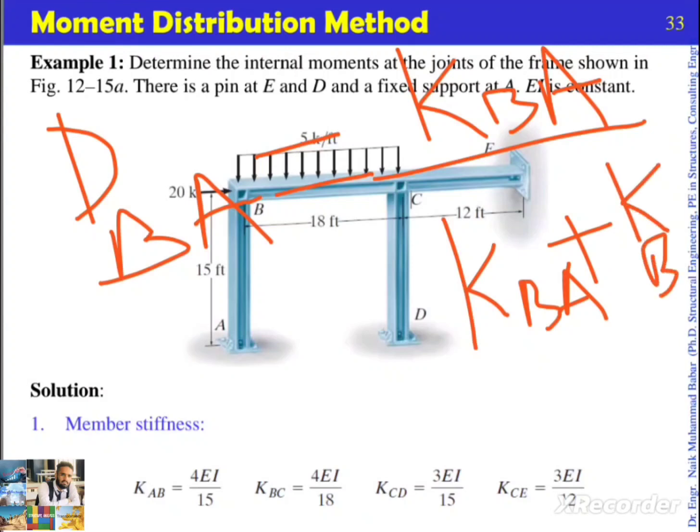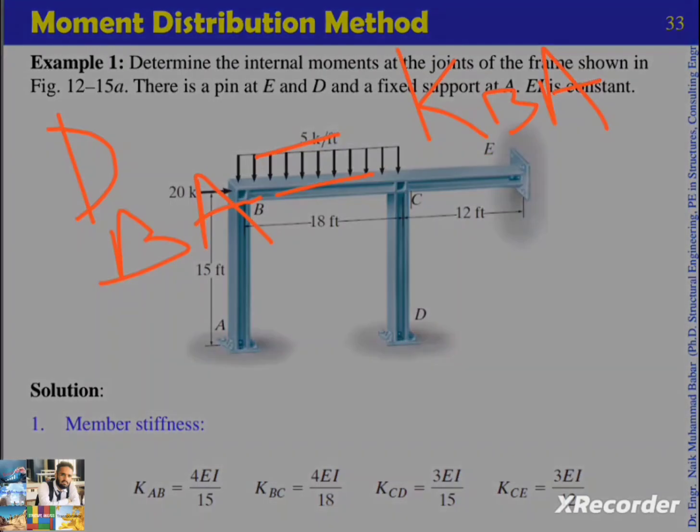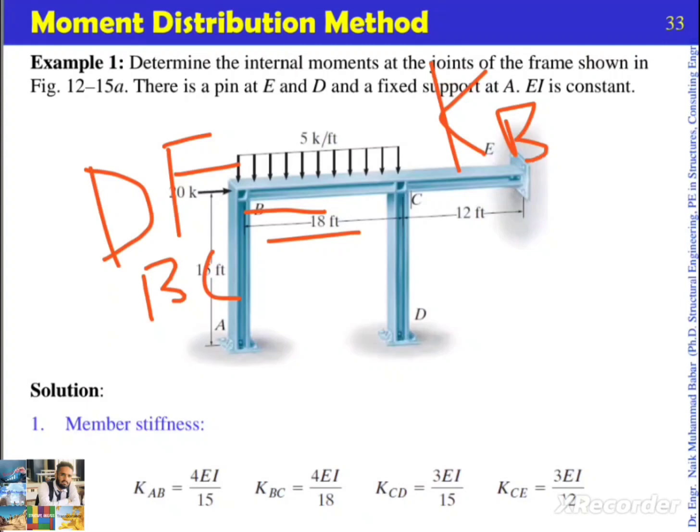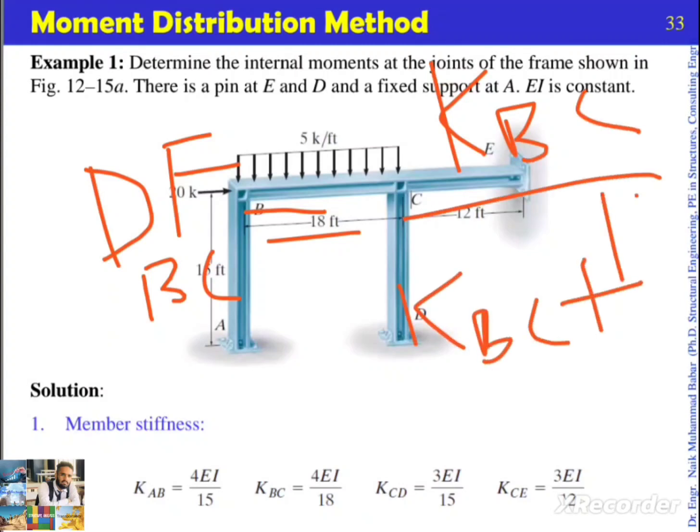So by putting the values, we will get the distribution factor for BA. Remember this. Now we will calculate the distribution factor for BC. So DF BC will be equal to KBC, meaning stiffness for BC, divided by KBC plus KBA. Since there are two members attached at joint B, we will add two member stiffnesses in the denominator.